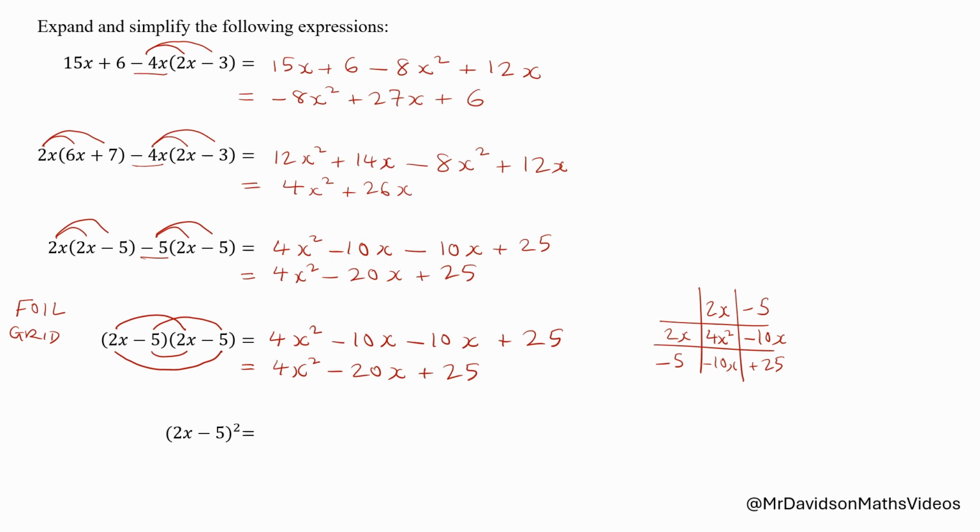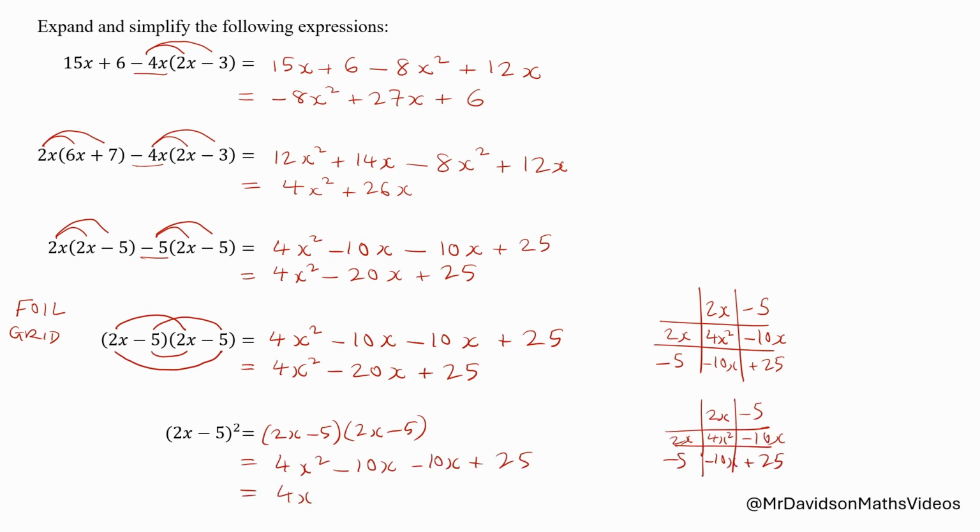This is the same expansion as the final example here, 2x minus 5 all squared, because this just means 2x minus 5 times 2x minus 5. Anything squared is being multiplied by itself. So this is exactly the same as we have before, and we could do this in the grid exactly as I showed you. So we get 4x squared minus 20x plus 25 as our final solution.